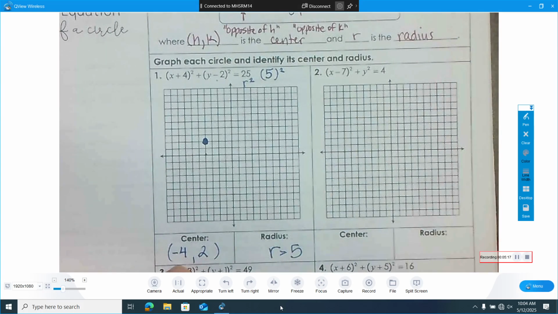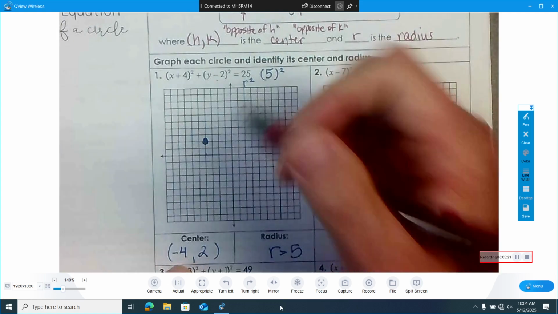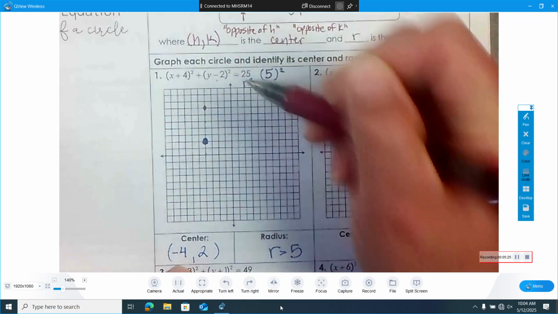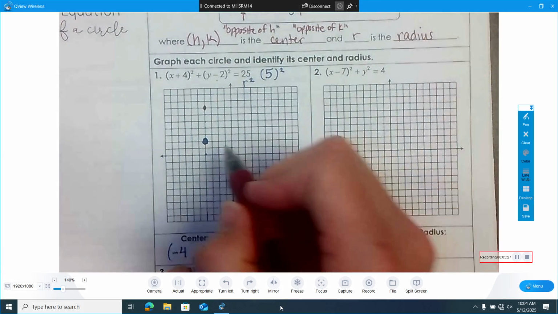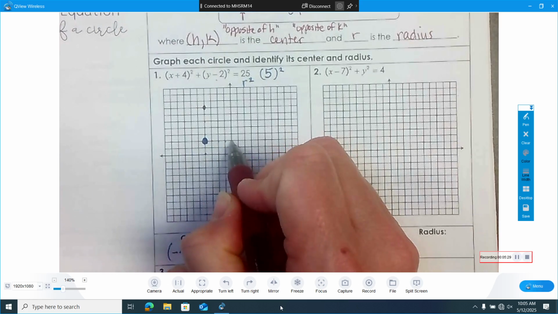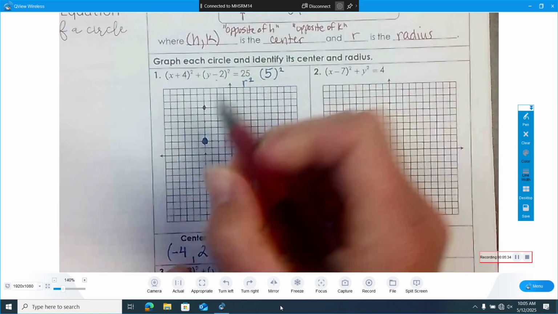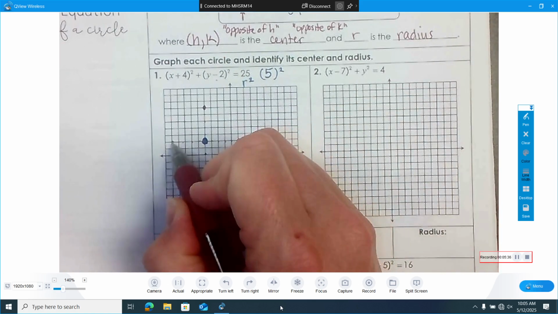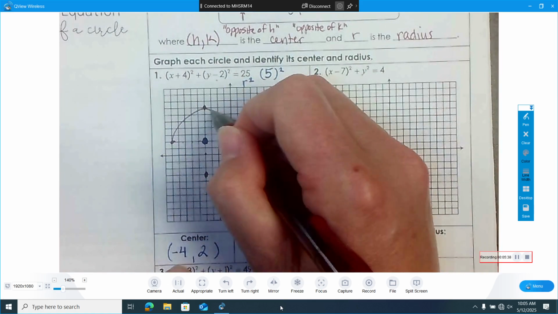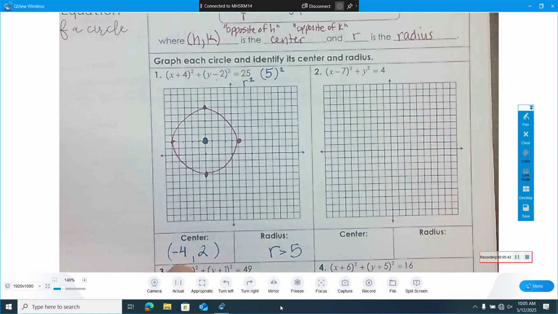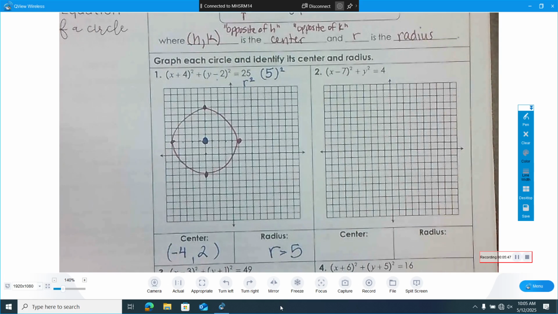And then from there, we're just going to do a north, south, east, west counting 5 units for the radius. So up 1, 2, 3, 4, 5. There's the radius length of 5. 1, 2, 3, 4, 5 to the right. 1, 2, 3, 4, 5 below. And 1, 2, 3, 4, 5 to the left. And then I'm going to do just the best circle that I can. And there we go. We've graphed our circle. All right. That's it. Pretty easy, eh?